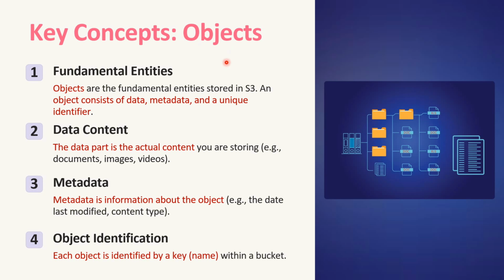Next one is objects. Objects are fundamental entities stored in S3. An object consists of data, metadata, and a unique identifier. The data part is the actual content you are storing, for example, documents, images, and videos. Metadata is nothing but information about the object, for example, last modified date, content type, etc. Each object is identified by a key or a name within a bucket.